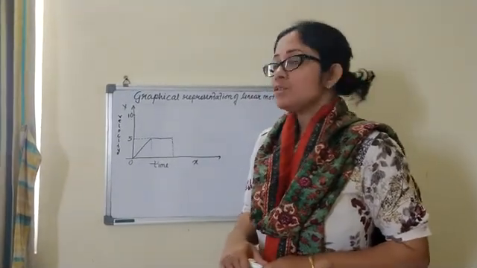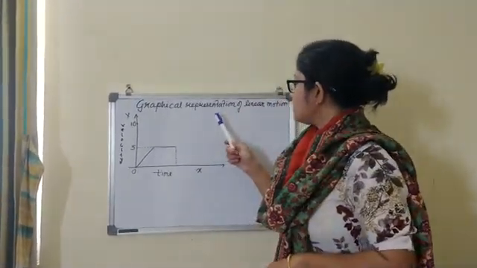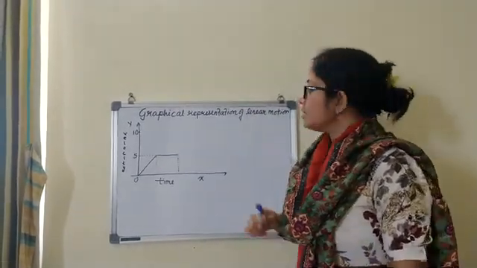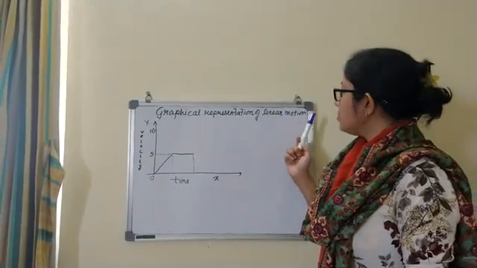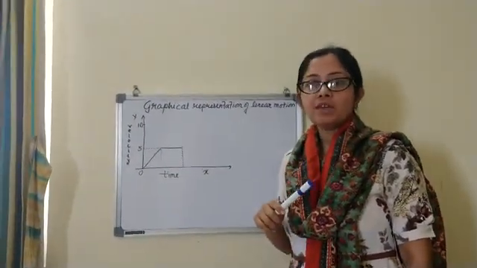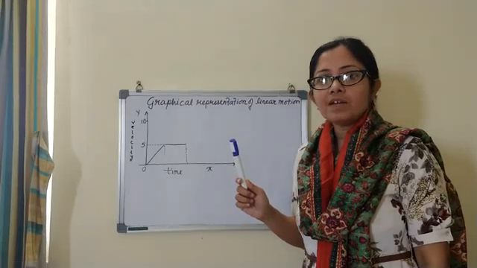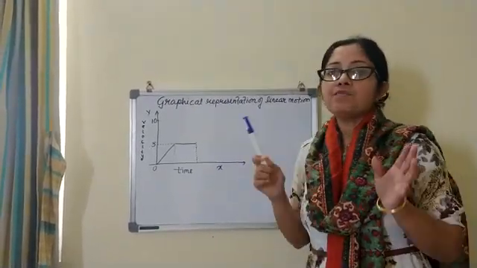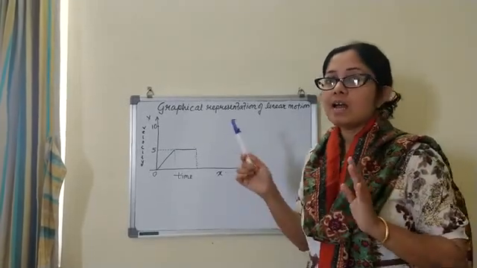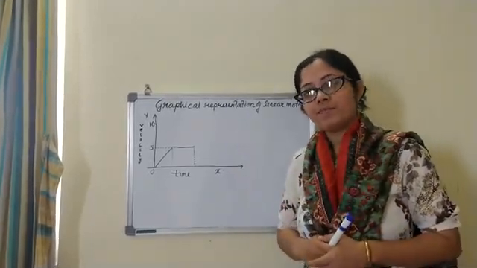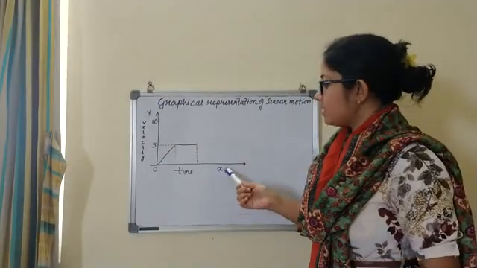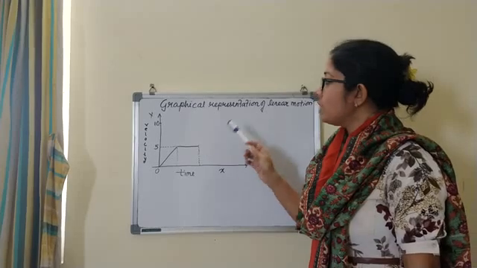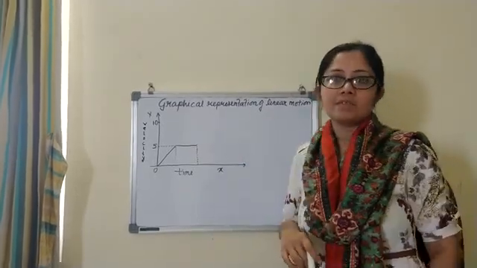Hello children, today our topic is graphical representation of linear motion. Okay, what does this mean? Whenever I am saying linear motion, it means a body moving in a straight line. And the graphical representation means I will visualize how the motion is and draw it in the form of a graph. You know a graph has an x-axis and a y-axis, and on that we are going to plot how the movement of a person is.